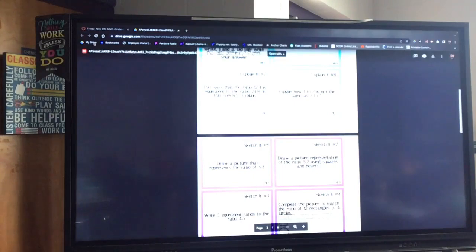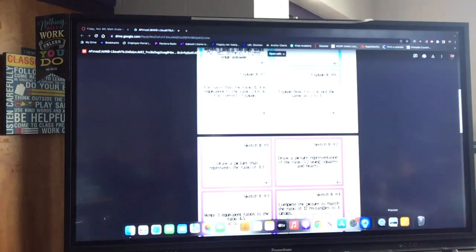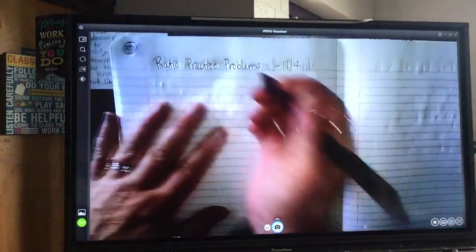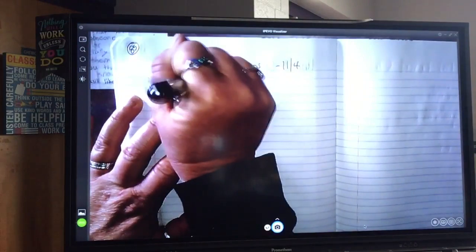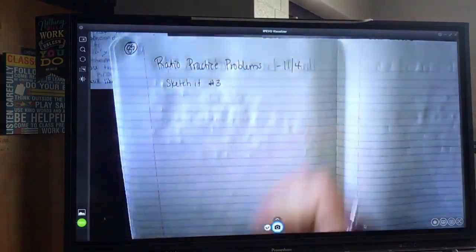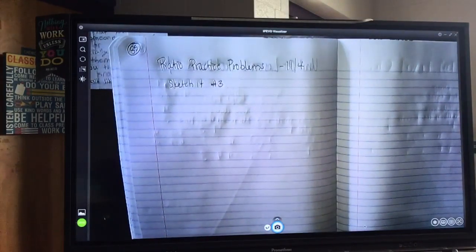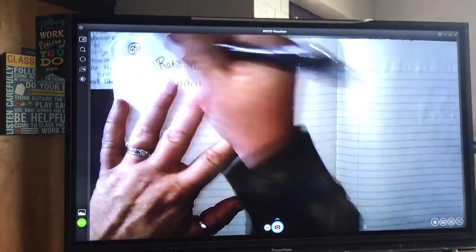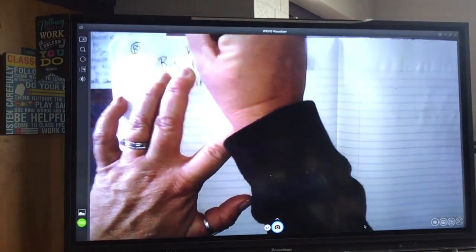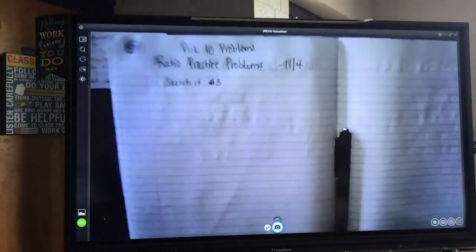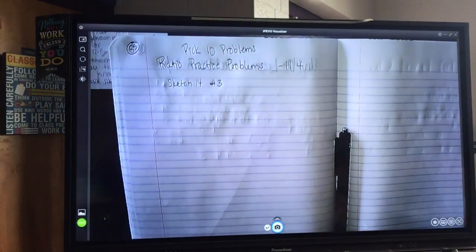The last thing I'm going to tell you is when you are doing your answers in here, if you're doing the sketch it number 3, I just need you to label it like that, because you'll notice there are repeat numbers, 1 through 8, 1 through 8, 1 through 8. And I'm going to change it: pick 10. Don't make me regret it. So instead of picking 15, I want you to pick 10.